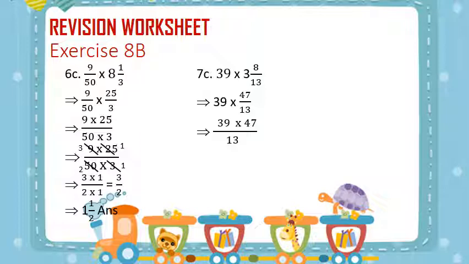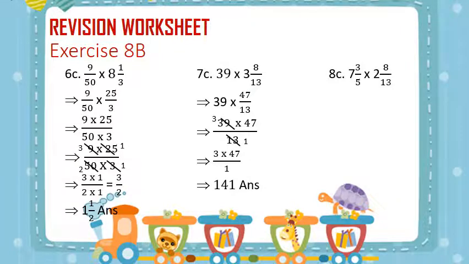Now we can divide 39 in the numerator and 13 in the denominator by common number 13. So 39 divided by 13 is equal to 3 and 13 divided by 13 is equal to 1. So now what is left? 3 multiplied by 47 upon 1, which is equal to 141. So this is our answer.